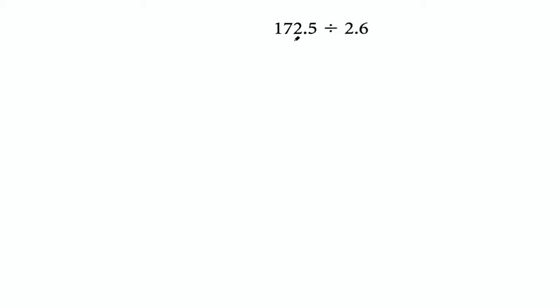So let's start by dividing these numbers as if there was no decimal point. Okay, so that's dividing this. Okay, so for 172, we can put 6 26s, which is 156. Okay, and then this will just give me 12, 4, so 16 remaining.